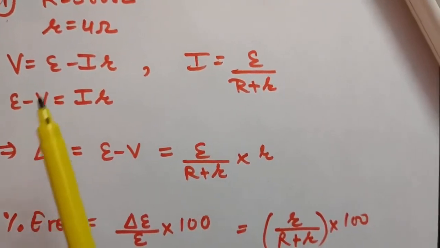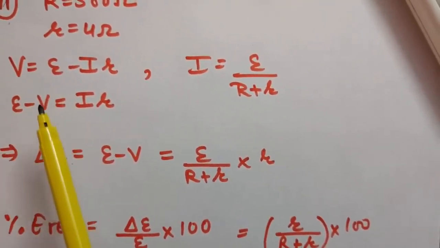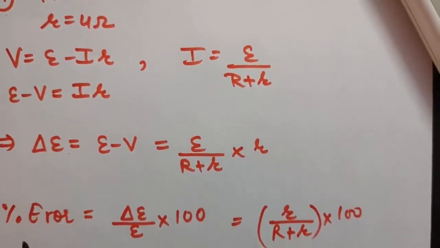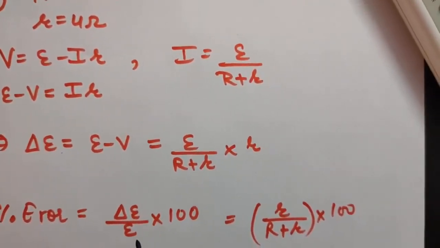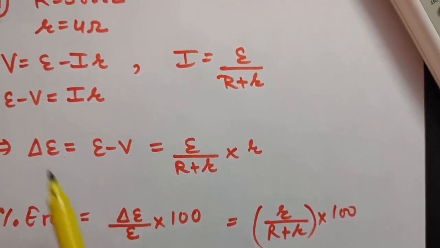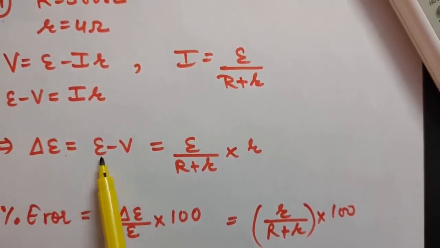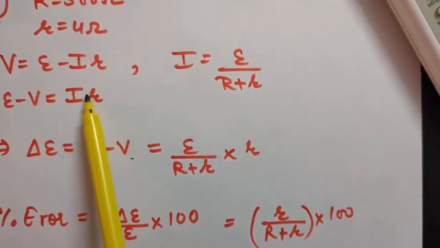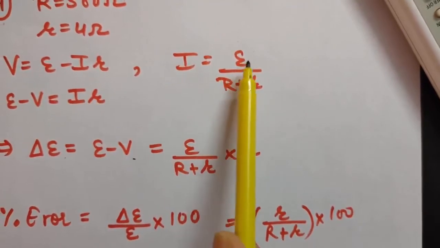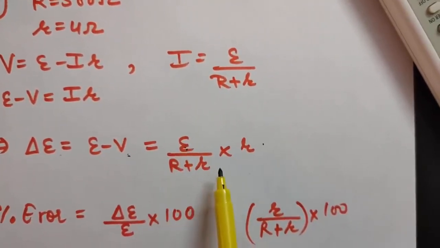Okay, so from here if I calculate E minus V, this E minus V is nothing but del E. See, because percentage error, you know, del E upon E into 100 is percentage error. So I am calculating del E. So del E is nothing but E minus V. So that means del E, E minus V, is equal to Ir. Put the value of I from here. So I is E upon R plus r, into R.